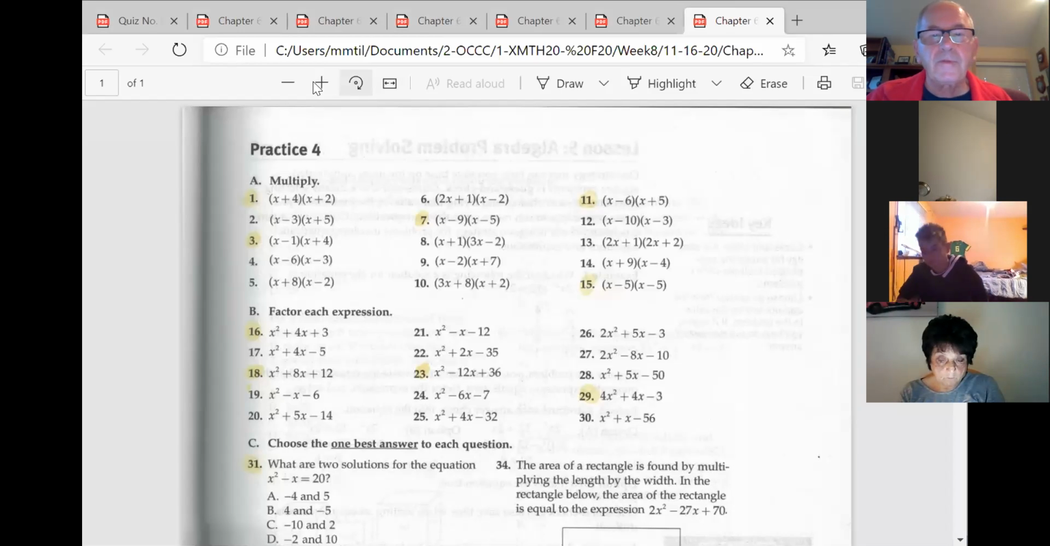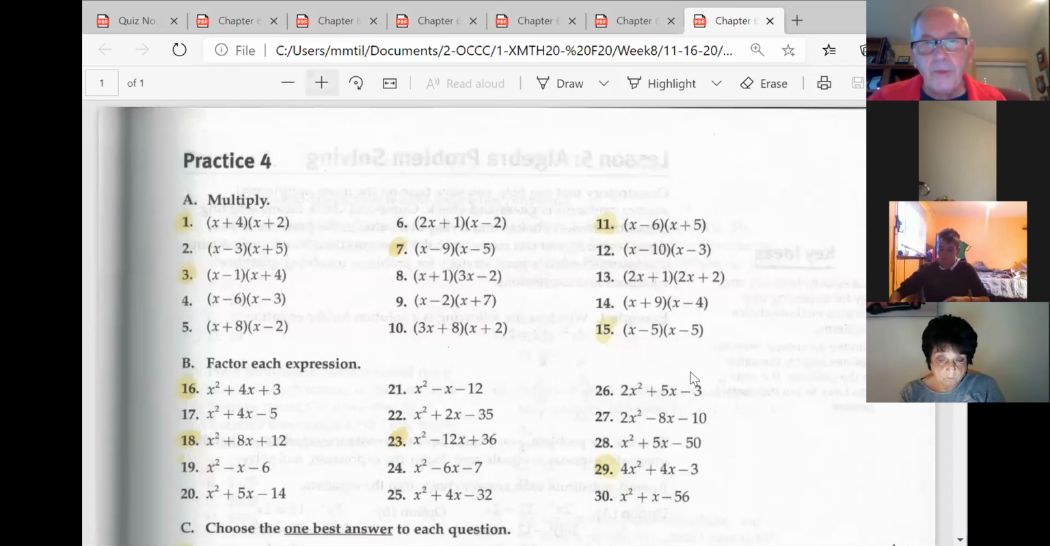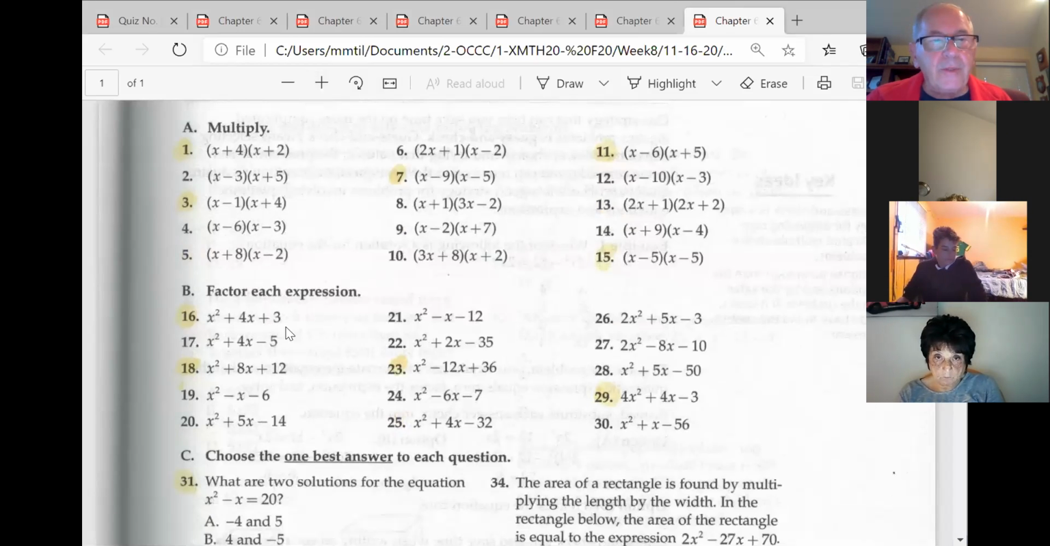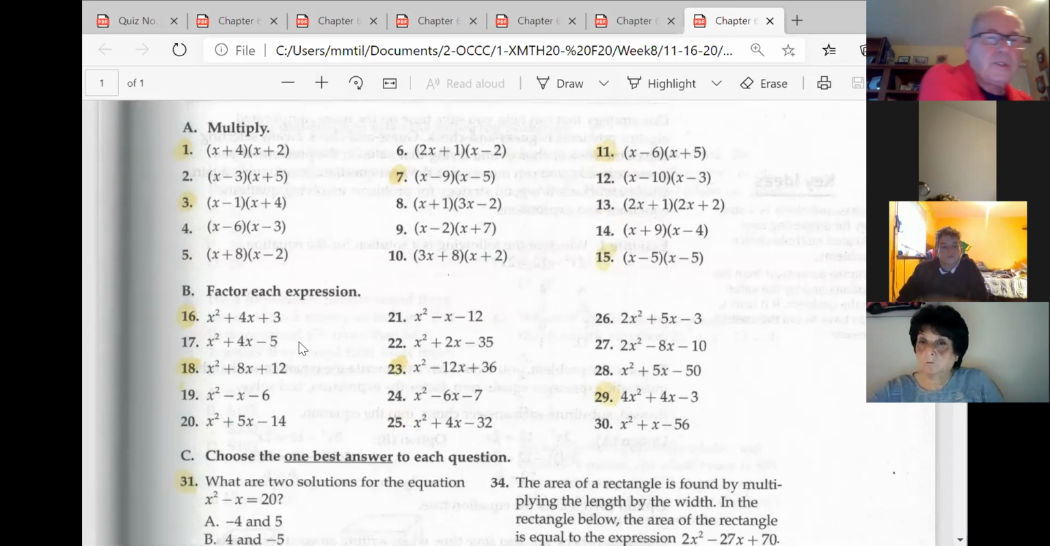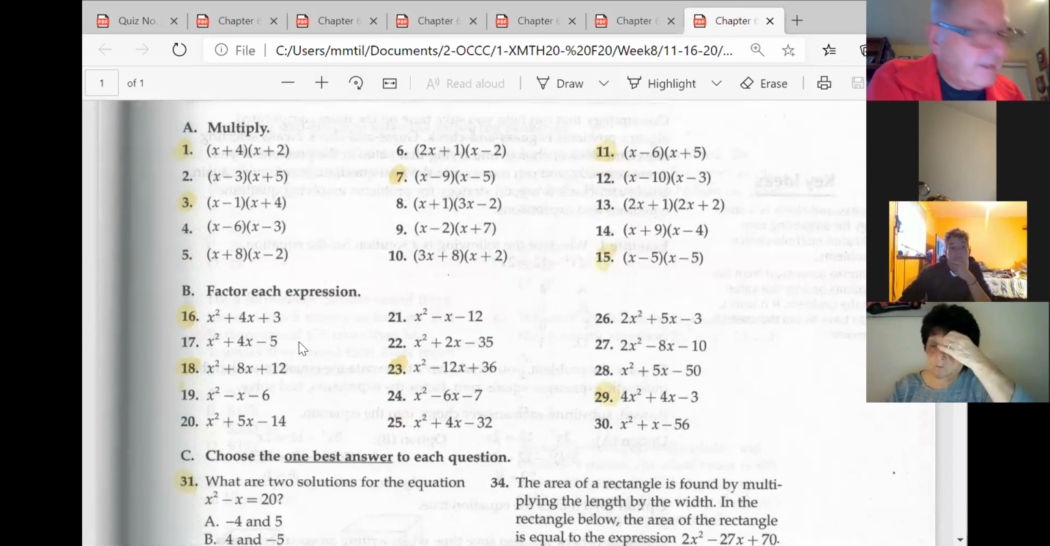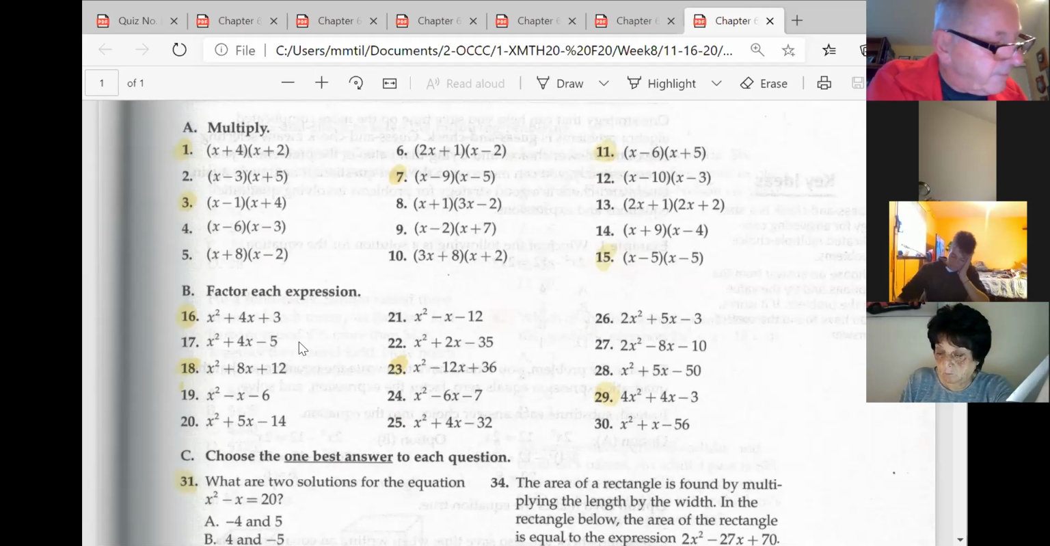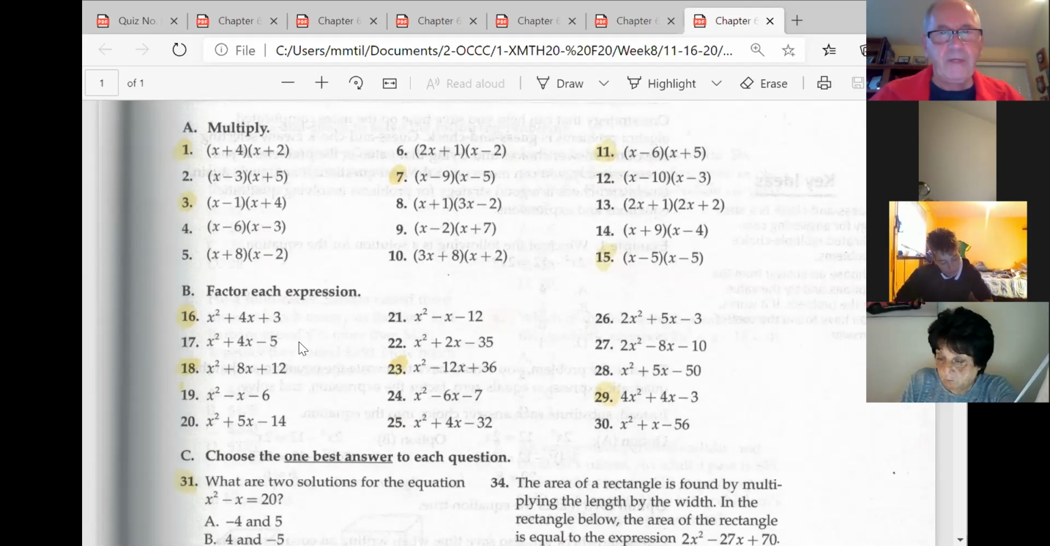So what we said, those first 15, you use the FOIL method to crank out the number, right? That's all you're doing here. The second one, you're working backwards. You want to factor each of these expressions, okay? And so let's do another one. I have not done 18: x squared plus 8x plus 12, okay? I've not done these, so we're just going to do them together here.